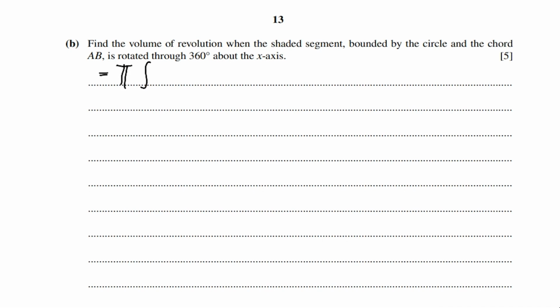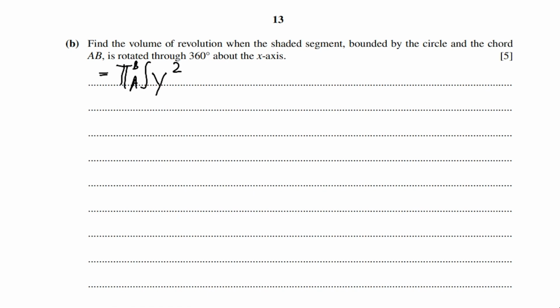Now we have the shaded segment rotated about the x-axis. So the limits must be the x-coordinates. And in this case, the limits are b and a. And here we have to integrate y square.